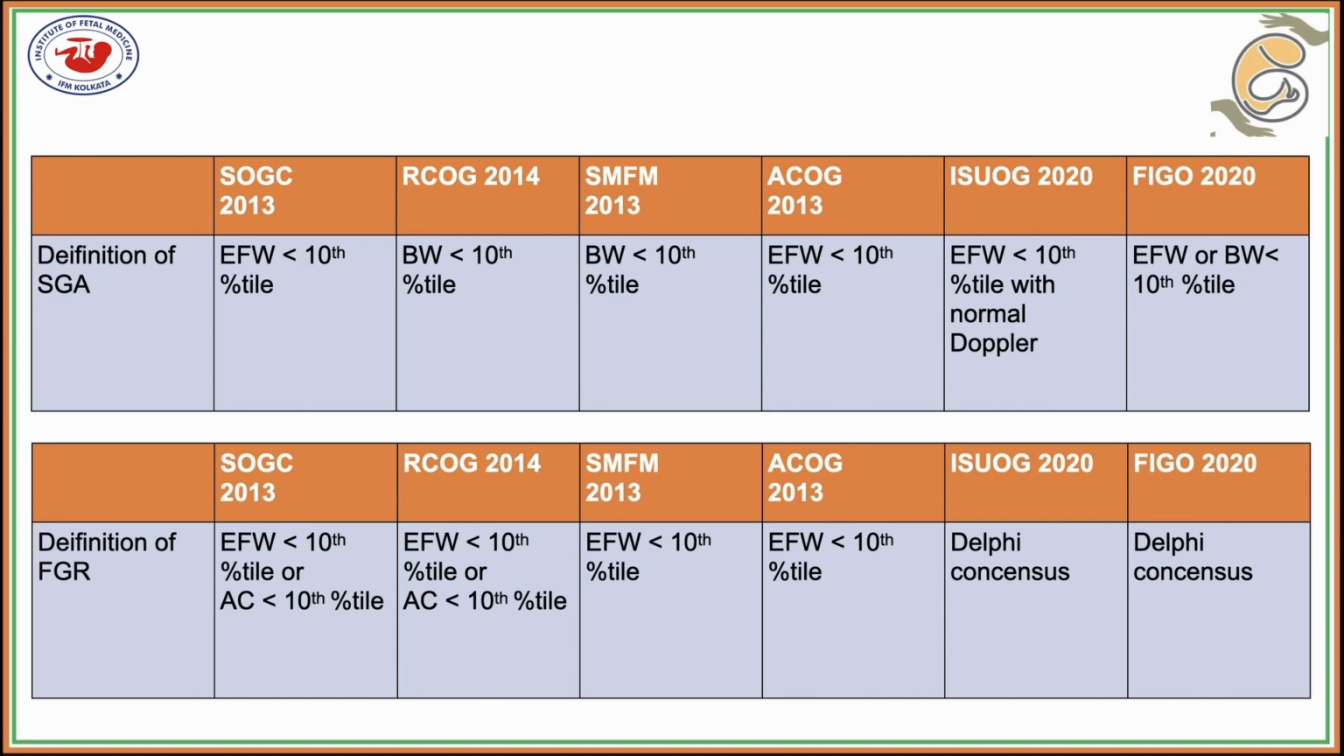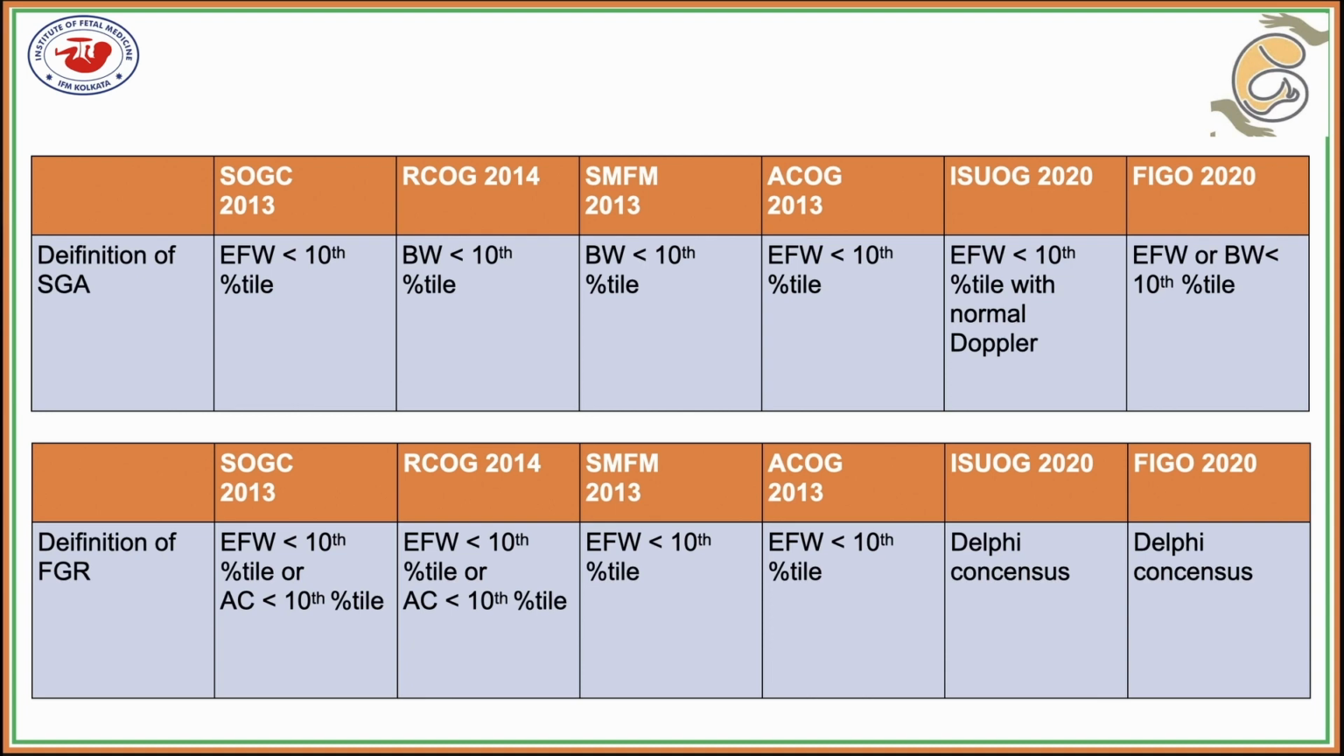But if we go with the definition of FGR in all these societies, there are some differences you will find. There is concordance in ISUOG and FIGO; they all use this Delphi consensus. And what is this Delphi consensus? Again, I will repeat that. But if you look at the Canadian society, they take estimated fetal weight or AC less than the 10th percentile, which is almost overlapping with small for gestational age. RCOG takes estimated fetal weight, same as the Canadian society. Again, there is some overlap here.